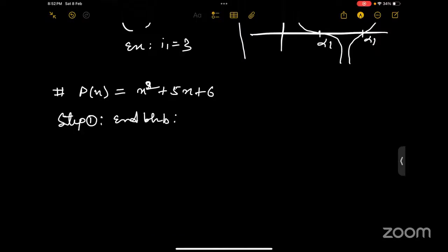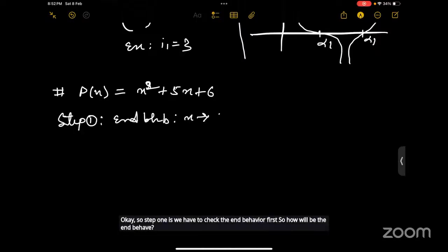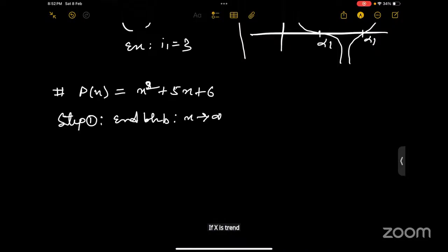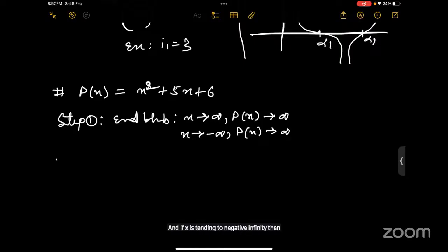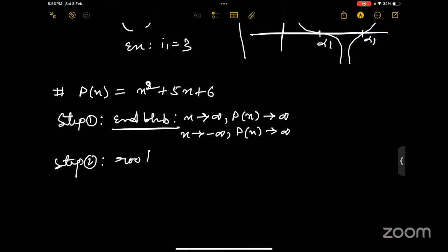How will the end behave? If x is tending to infinity, then what is the behavior of p(x)? Plus infinity. And if x is tending to negative infinity, then also plus infinity. And then in step 2, we have to find the roots. That means we have to factorize the equation.